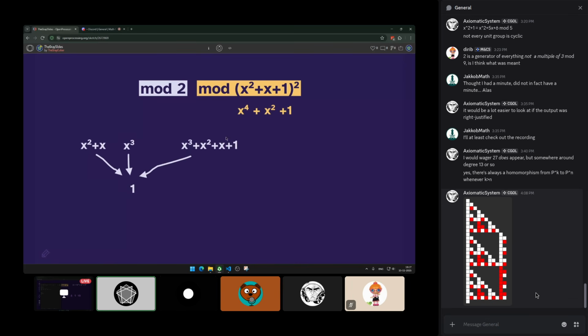And so basically what we're doing when we square these, we're doubling the powers, and then we're reducing using this squared modulus.